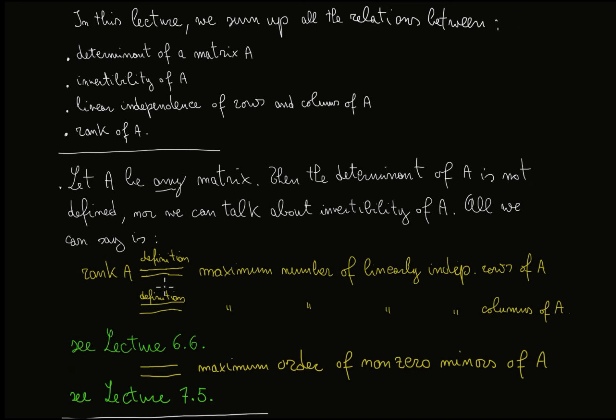The rank of A is also equal to the maximum number of linearly independent columns of A, and these are part of the definition, if you will, of the rank of A. And we have seen these statements in lecture 6.6. And more recently, we have remarked this equality in lecture 7.5, which expresses the rank of A as the maximum order of non-zero minors of A.